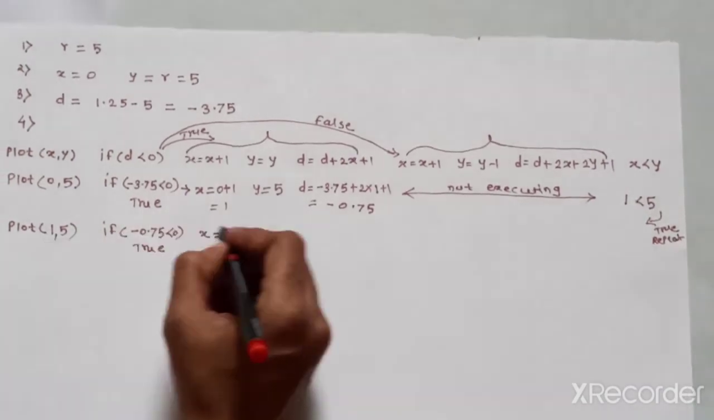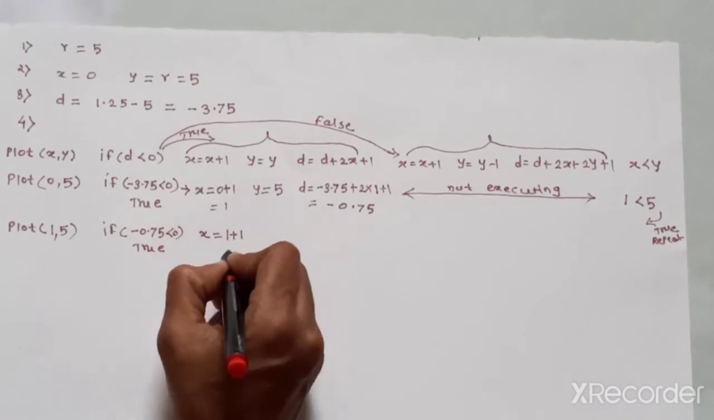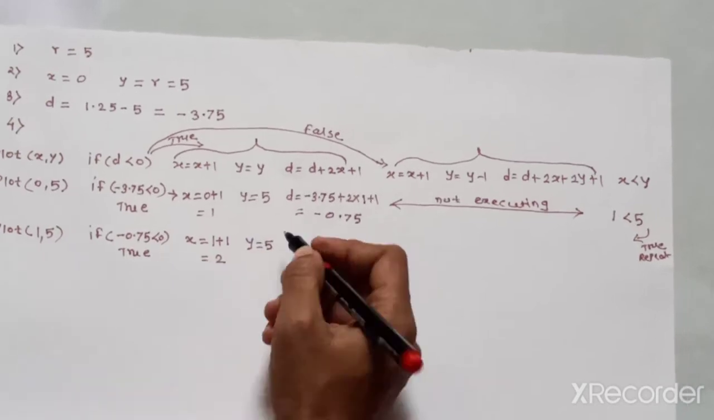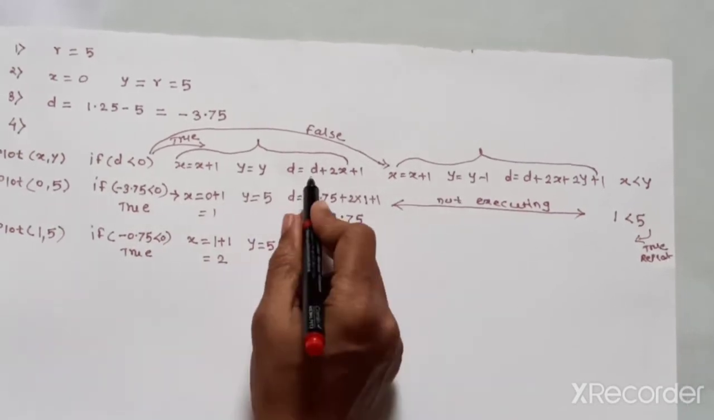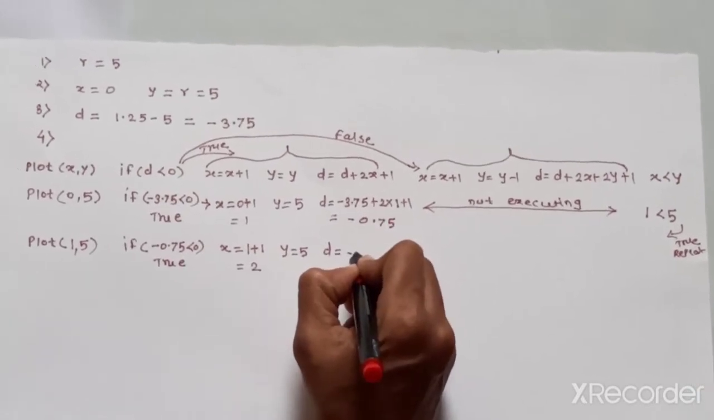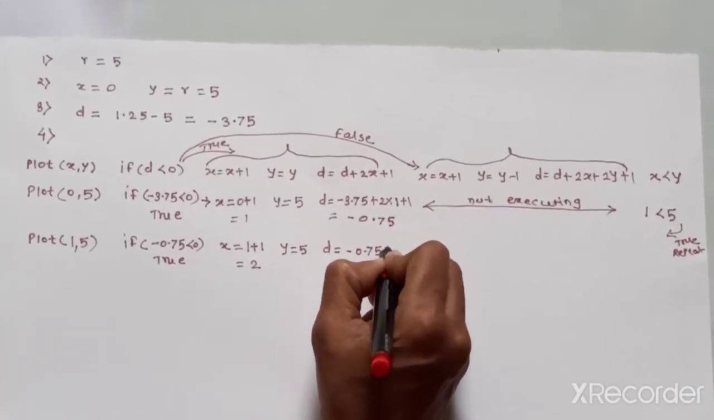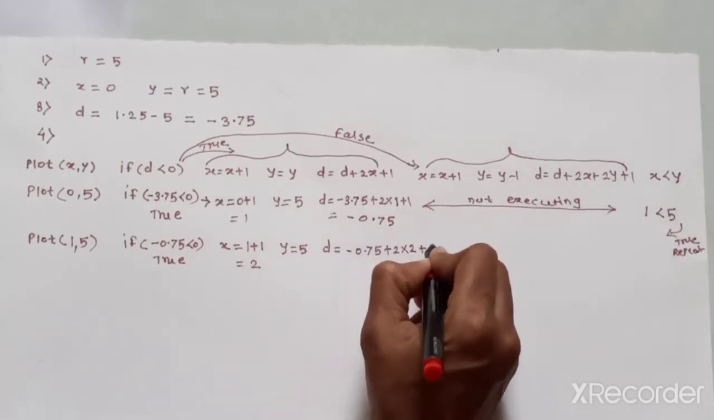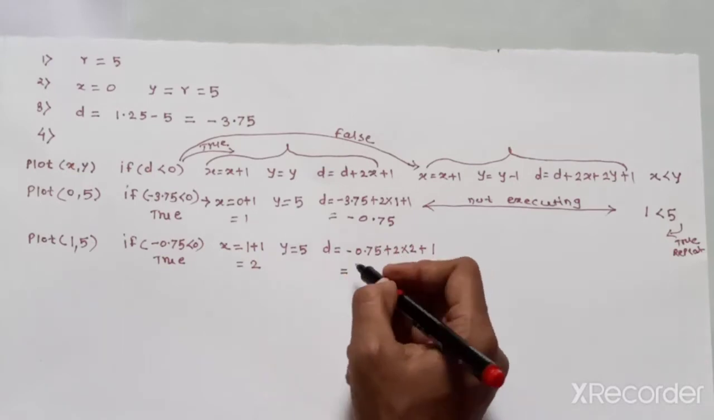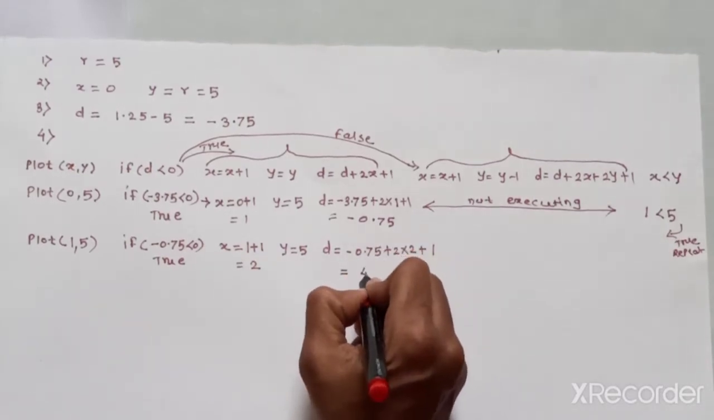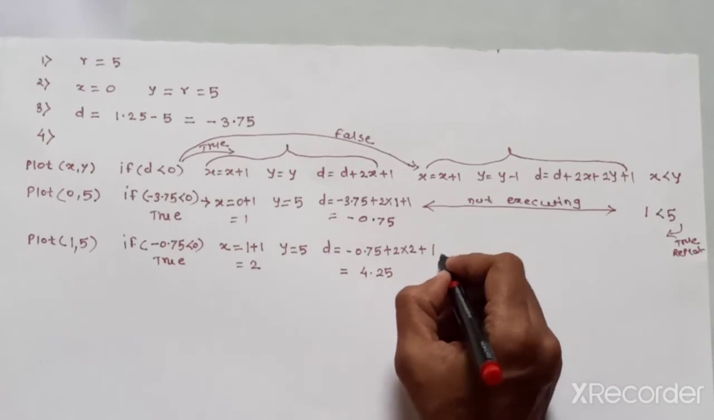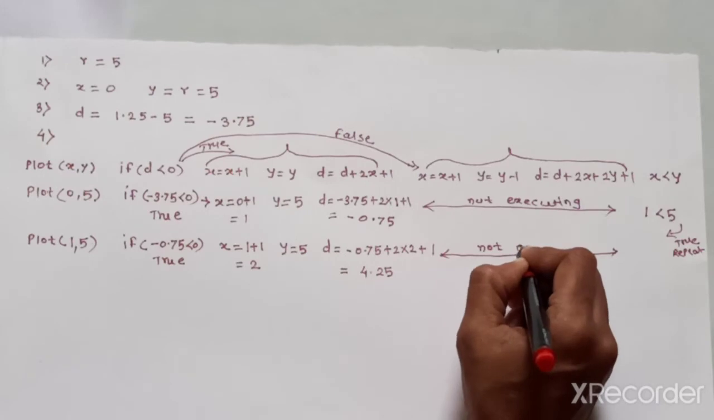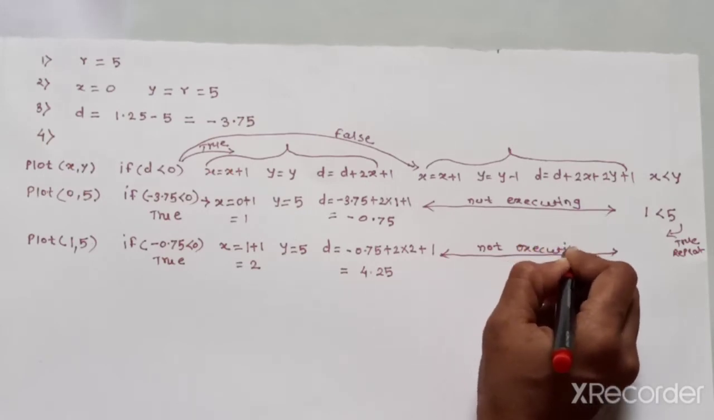X is equal to x, previous value 1, 1 plus 1, answer as 2. Y will be as it is, so y will be 5. Next to that, d is equal to, what is the value of d that we have got here? Minus 0.75 plus 2 into x value, that is 2, plus 1. So here we are getting our answer as 4.25. Next, this is for the false loop, so it is not going to execute. So here it is not executing.